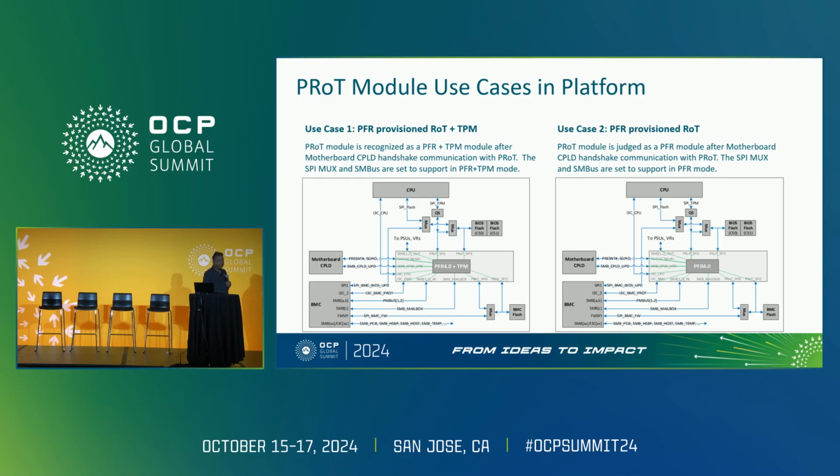So there are a few use cases that I just want to talk about, just to show how simple it is. In the PRoT module, if you look on the left side, the architecture is still the same. It is how you enable those SPI muxes and flashes that differs based on different applications. So your hardware architecture is very similar. It's a firmware tweak that needs to be done. So if you want to play as a PFR plus TPM, I'm going to define a little bit about what TPM does, why PFR is needed, right?